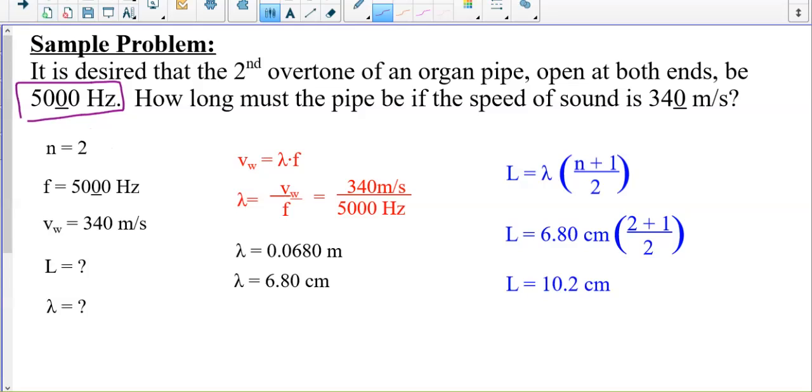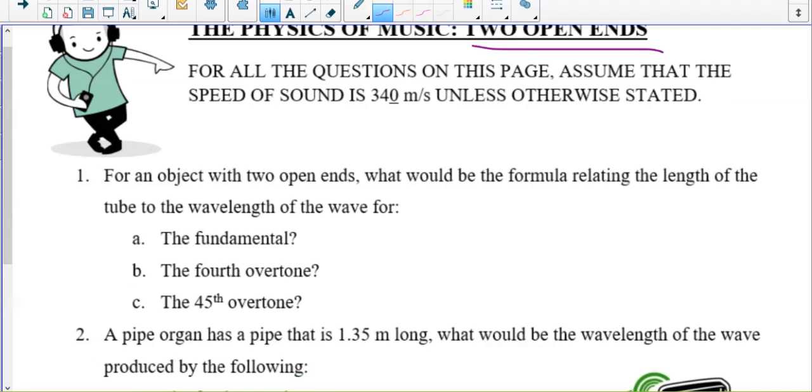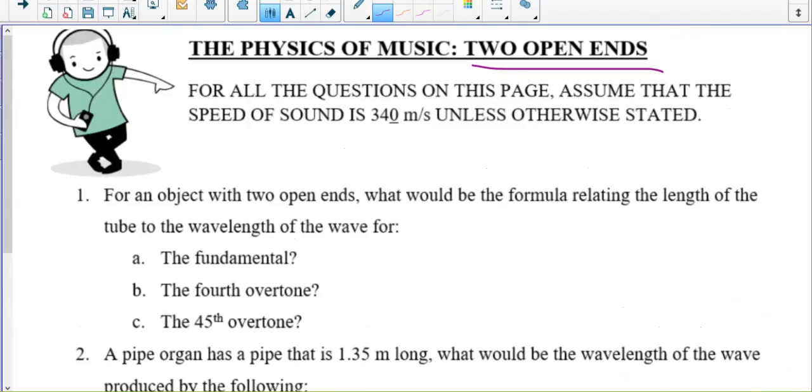So very much similar. In fact, I would say that the methodology is the same as a string instrument. So there's not a whole lot going on different mathematically. It's just physically what's happening that's different when it comes to mechanical resonance and instruments. So when it comes to two open ends, there's a different worksheet to give it a try, but it's more or less the exact same idea as the string instruments.